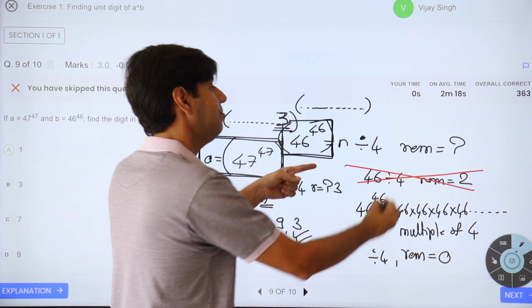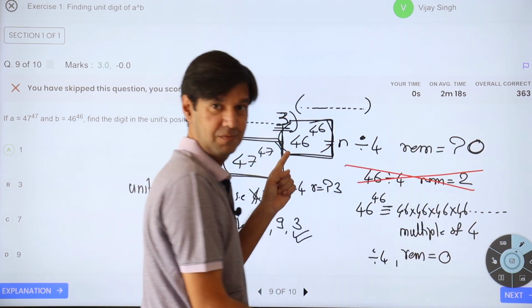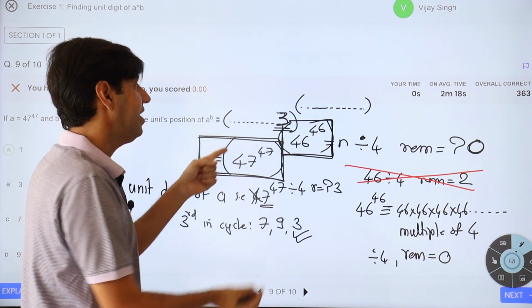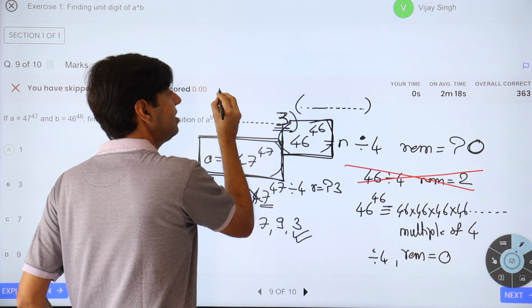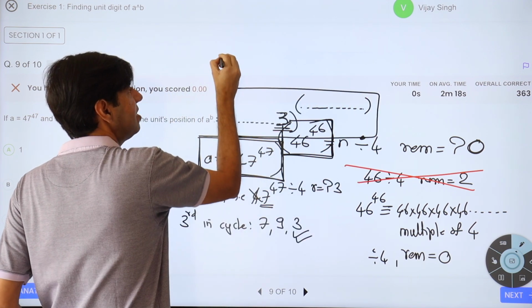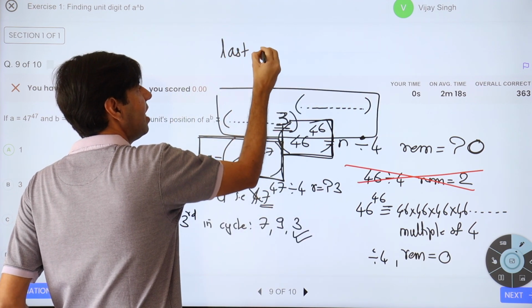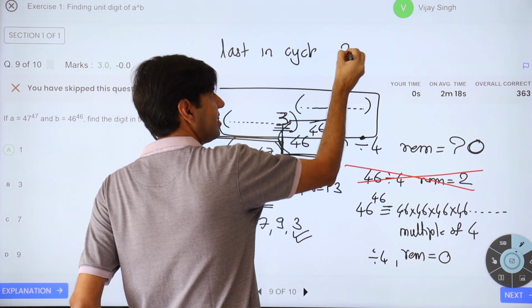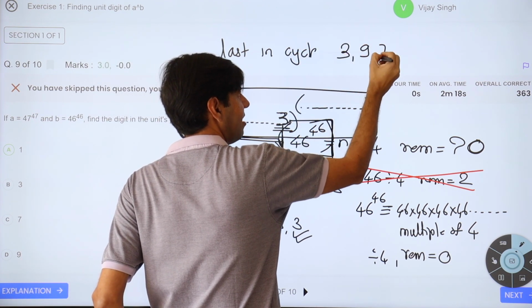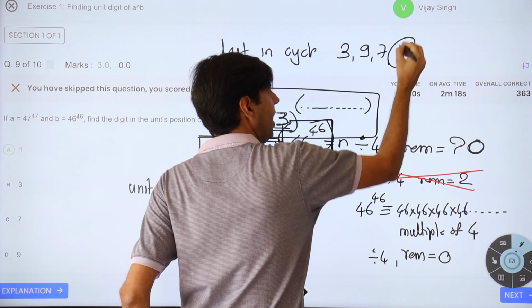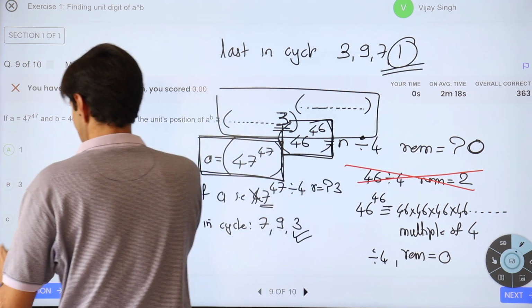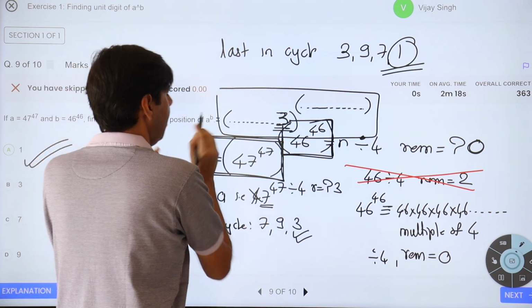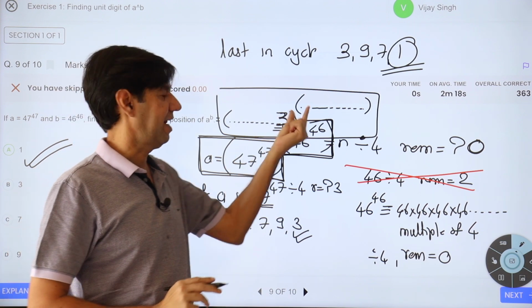And because the remainder is 0, the final answer that we have is the unit digit of this is the last in the cycle of 3, and the cycle of 3 is 3, 9, 7, 1. So 1 is the last in the cycle. 1 will be the answer for the unit digit of A raised to B.